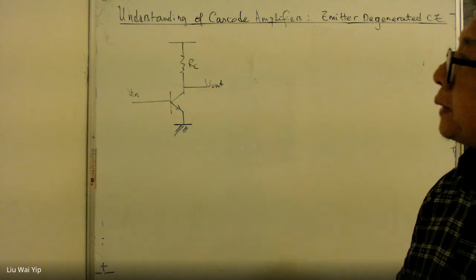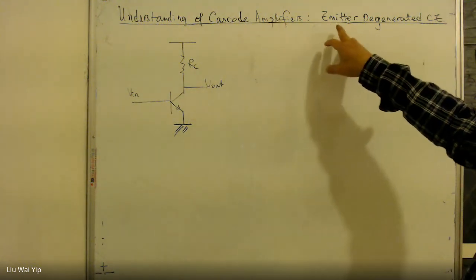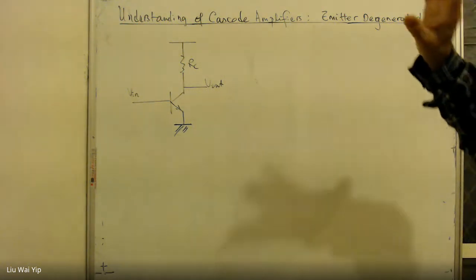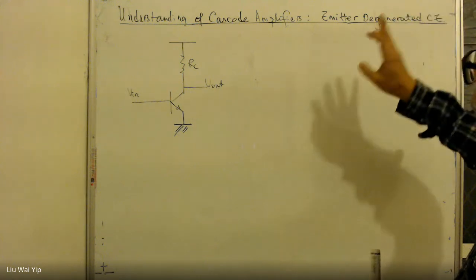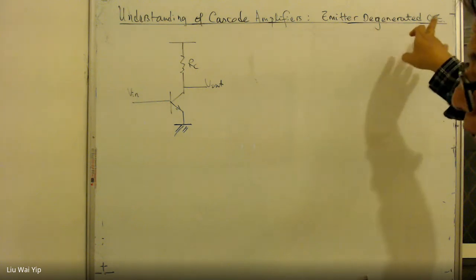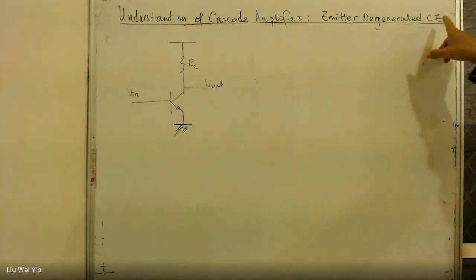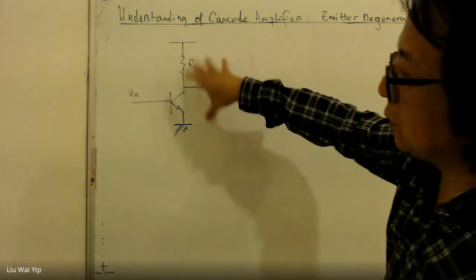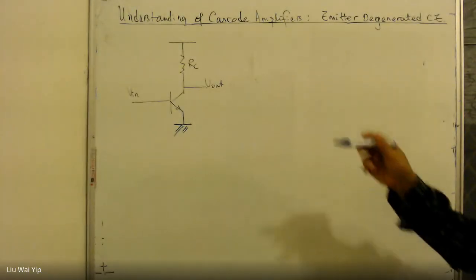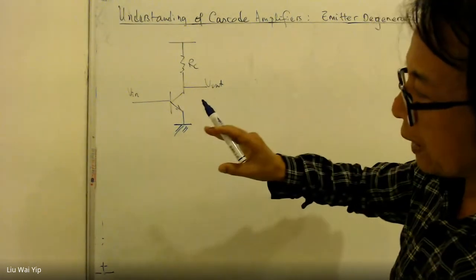Hello everyone. In this video, we are going to learn the basics of the Cascode Amplifier, and we are going to focus on the emitter degenerated common emitter amplifier, because the emitter degenerated common emitter amplifier is a part of the Cascode Amplifier. And now we just start with a pure common emitter amplifier.